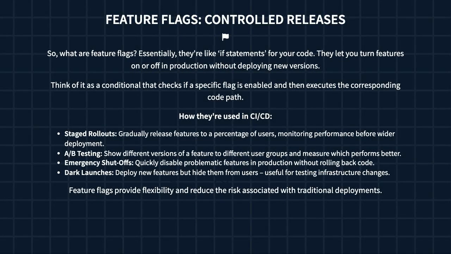Okay, let's talk about feature flags. They're a really powerful tool in CI/CD pipelines. Basically, they allow you to turn features on or off while your application is running in production.